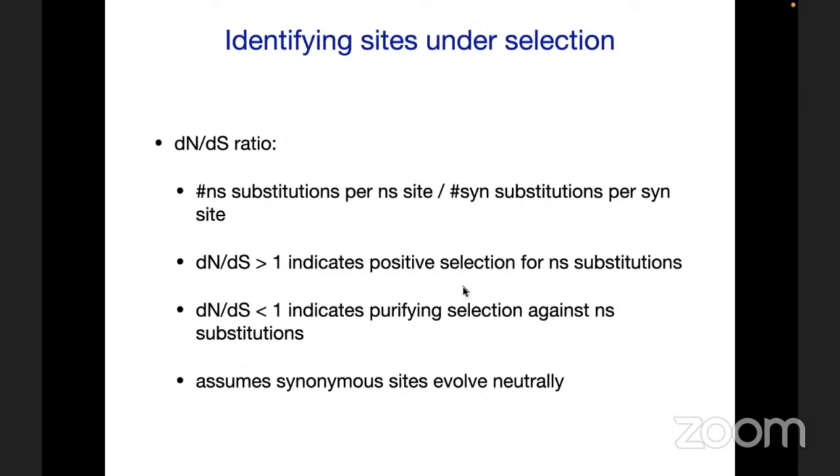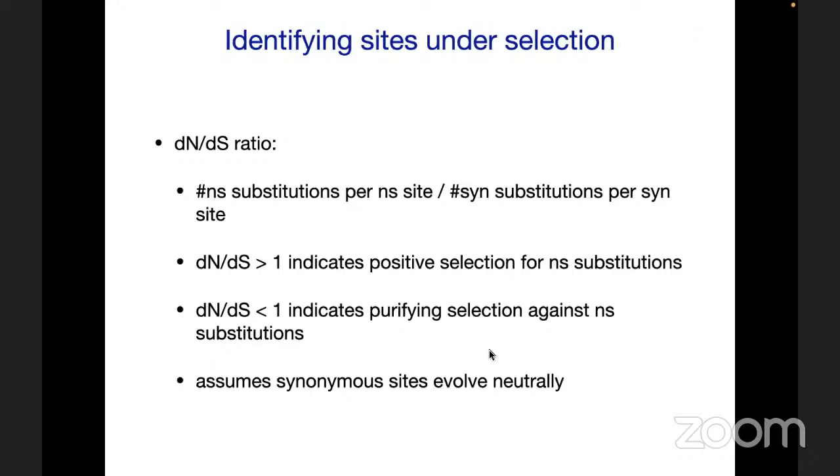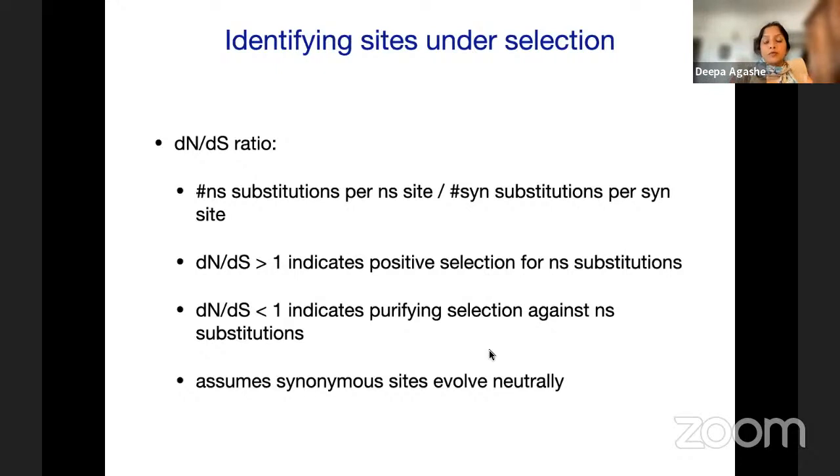Yeah, thank you. Just a small thing. DN/DS by definition is going to look at sites under selection for protein coding loci. Yes. So it wouldn't really look at selection on regulatory non-coding sites, right? No, this is only for coding sequences, yes.